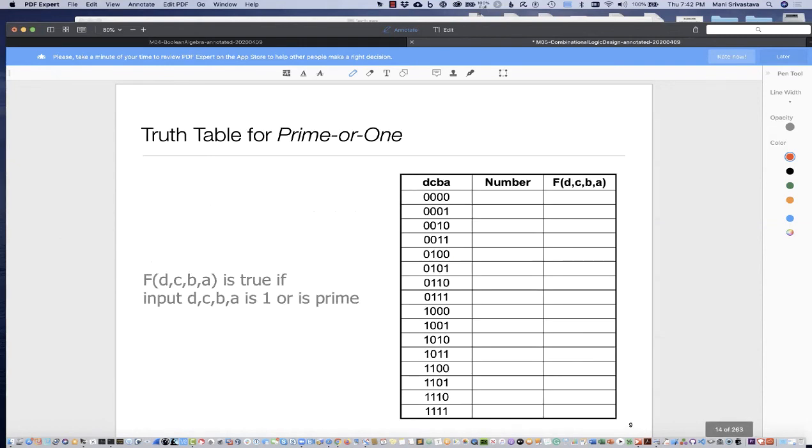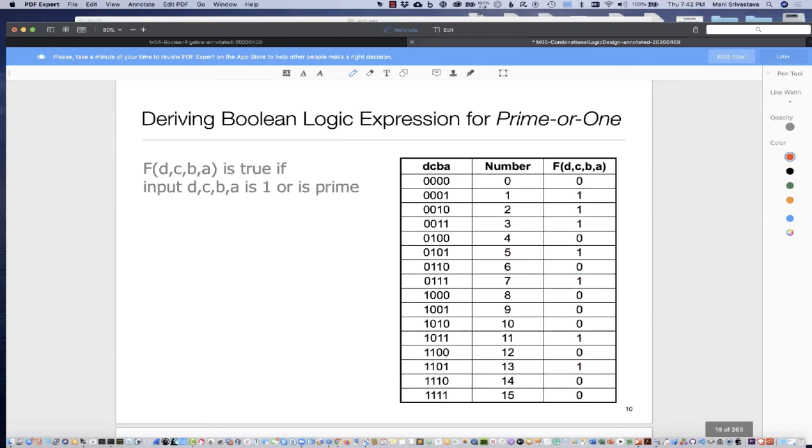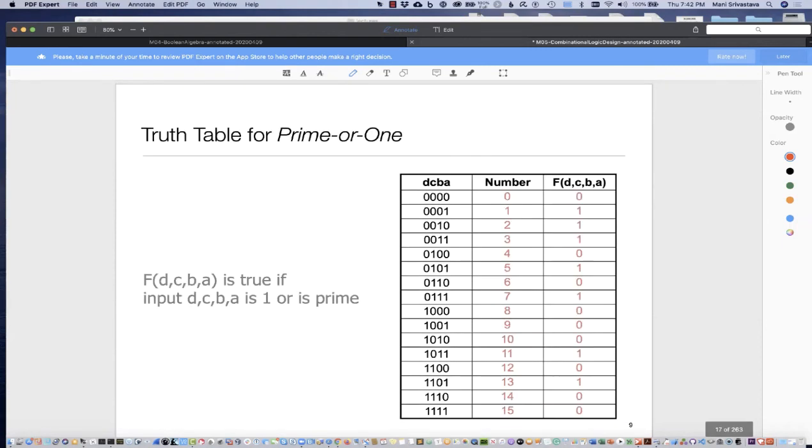Now I can assign numbers corresponding to these. What we are saying is that if it is 1 or prime, that's when we want it. So 1, and then 2, 3, 5, 7, 11, and 13, those are the rows where I have the output as 1. All the other rows, the output is 0.